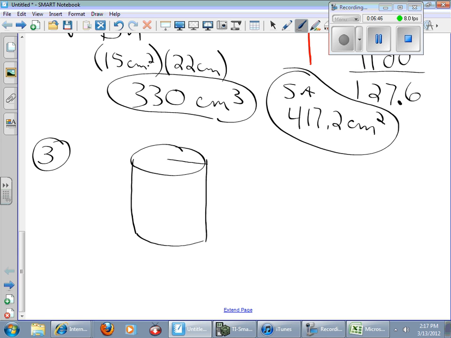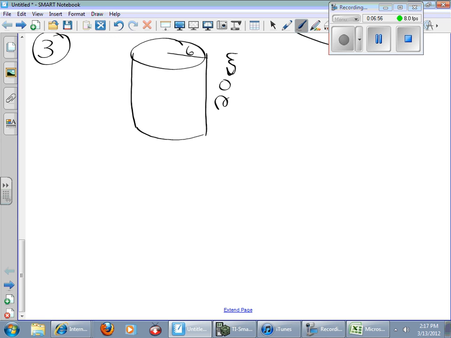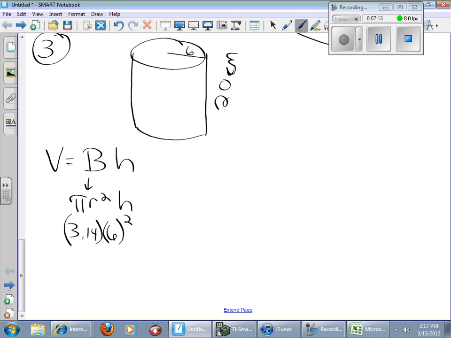I'm told that the radius is 6, and this is 20, and we're in centimeters. All right, to do the volume, I'm going to do the area of the base, which is a circle, multiplied by the height of the prism. So the area of the base is pi r squared, and the height of the prism. So I'll use 3.14 for pi. Remembering it's not the same thing, I need 6 squared. And then I'll multiply by how tall the prism is.